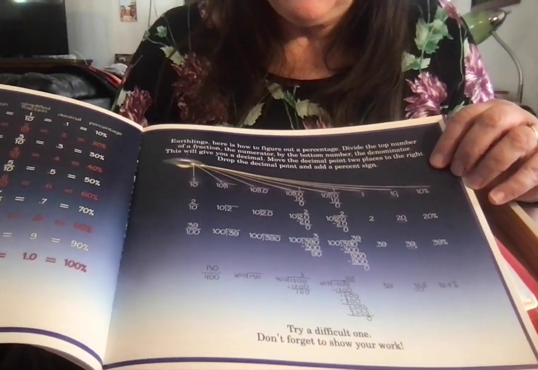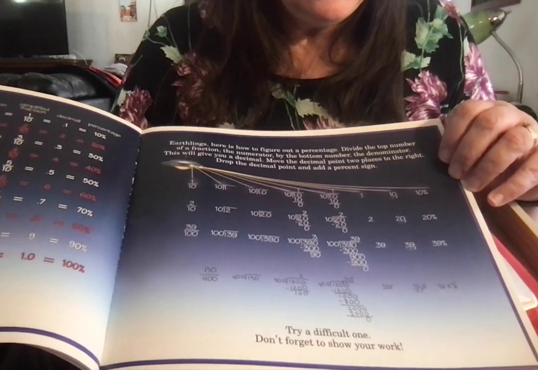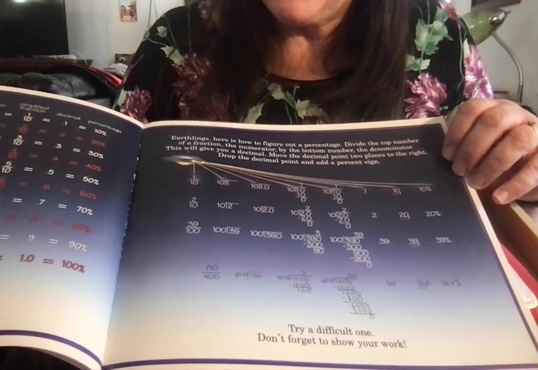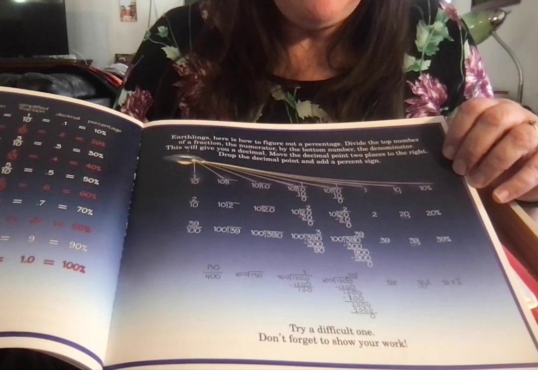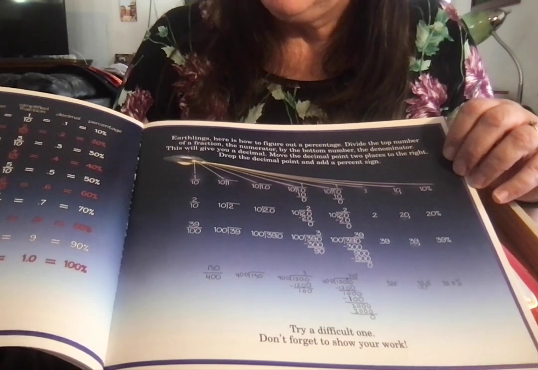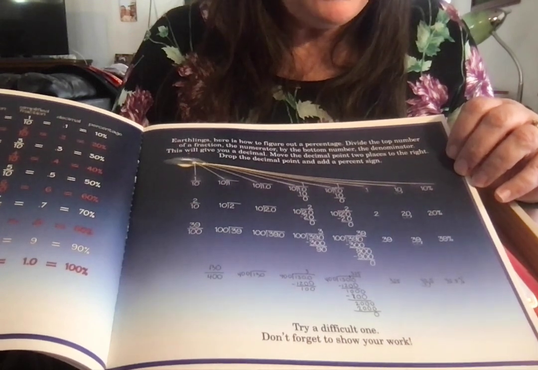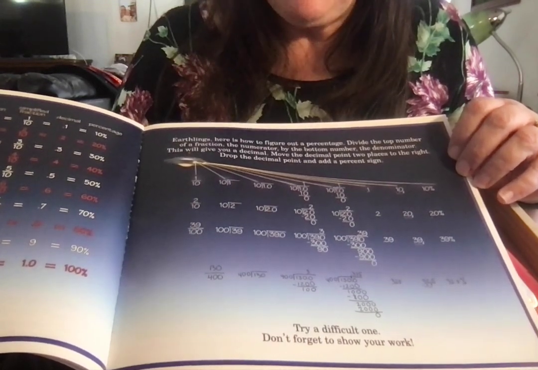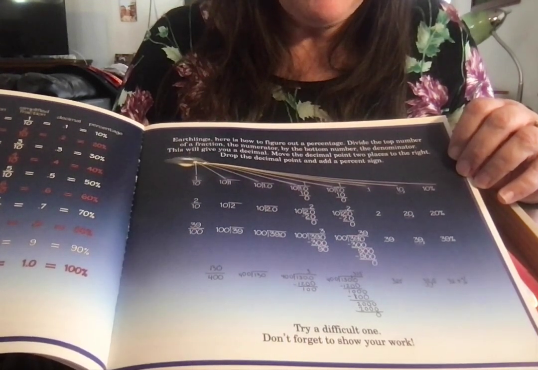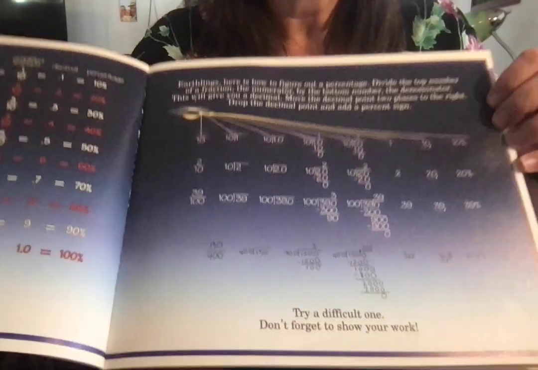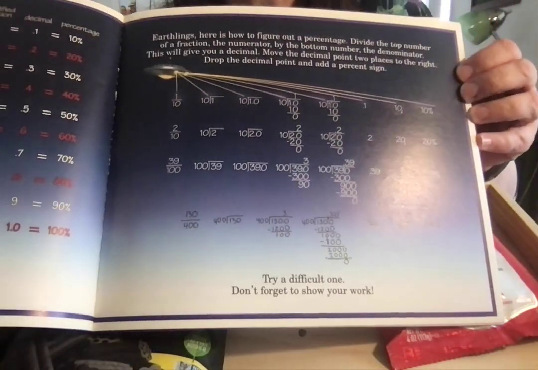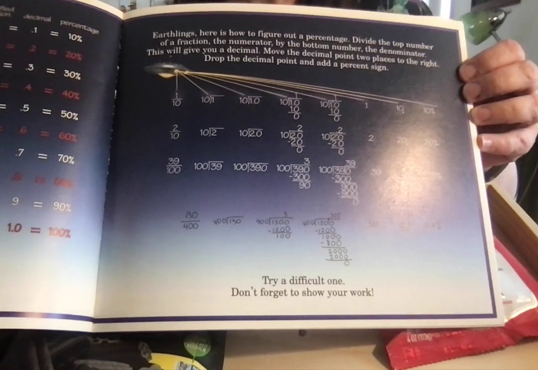Earthlings, here is how to figure out a percentage. Divide the top number of a fraction, the numerator, by the bottom number, the denominator. This will give you a decimal. Move the decimal point 2 places to the right. Drop the decimal point and add a percentage sign. That's pretty fancy math, but that's how we do it.